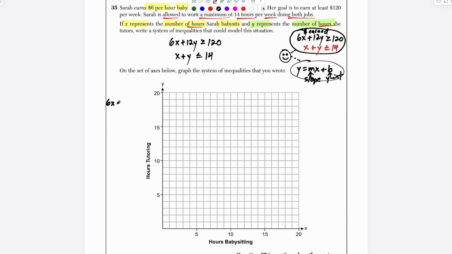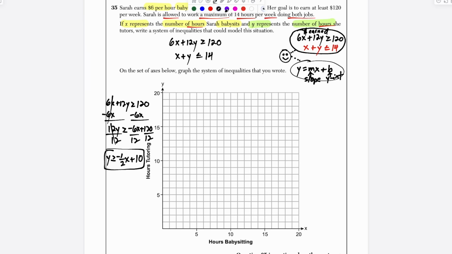We have 6x, and then plus 12y is greater than or equal to 120. And from here to solve for y, we could do minus 6x on both sides. Okay, so we have this on both sides. These terms cancel, and then we have 12y is greater than or equal to negative 6x plus 120. And then from here, we divide everything by 12. So we divide each term by 12, and we'll have y is greater than or equal to negative 6 over 12, which reduces to negative 1/2, and then we have our x, and then plus 120 divided by 12 is 10. So this is the first inequality solved for y.